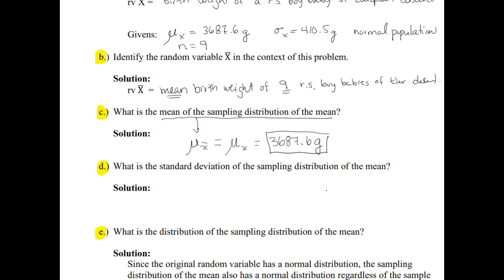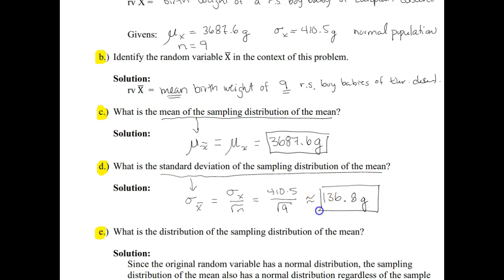Part D, we're asked for the standard deviation of the sampling distribution of the mean. So again, that is a lot of words for sigma sub x bar. And again, from the previous page, the formula to compute that is sigma sub x over the square root of n. So we're going to get 410.5 over the square root of 9. So that's going to come out to be about, rounded off, 136.8 grams.